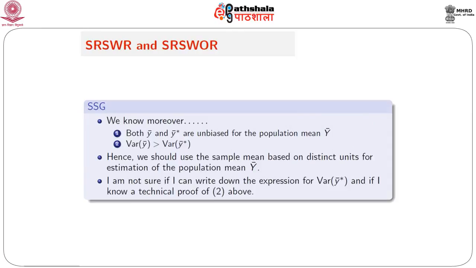We know, moreover, both y bar and y bar asterisk are unbiased for the population mean capital Y bar, and that variance of small y bar is more than the variance of small y bar asterisk. Hence, we should use the sample mean based on distinct units for estimation of the population mean capital Y bar. I'm not sure if I can write down the expression for variance of small y bar asterisk, and if I know a technical proof of the above.